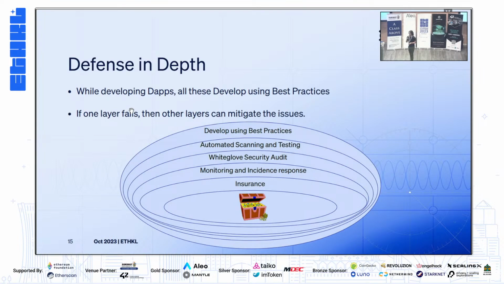Now, audit itself is not the end of security. That's how we view it. And if you're going to take away another message from this talk, this is the other thing. Getting an audit doesn't mean it's secure, right? And even if you're auditing the whole protocol, it still doesn't mean it's secure. Why? Because the EVM itself may change, right?